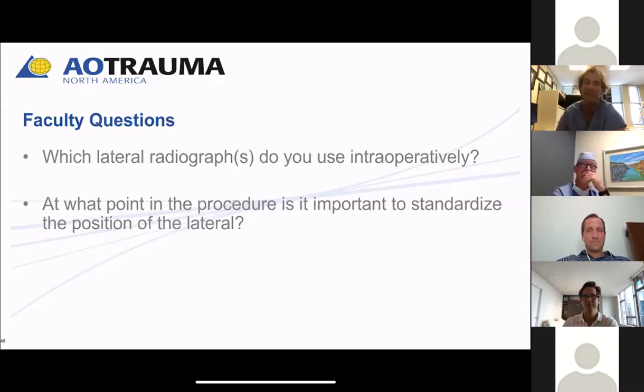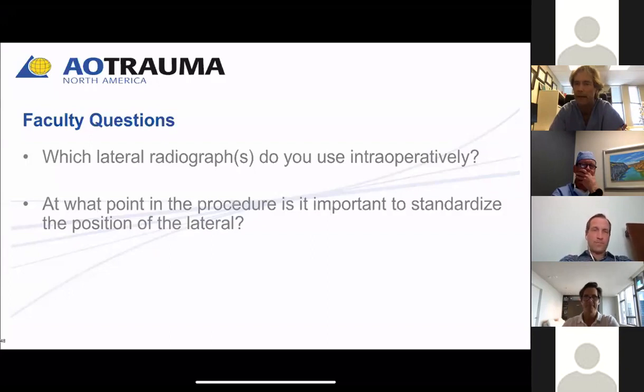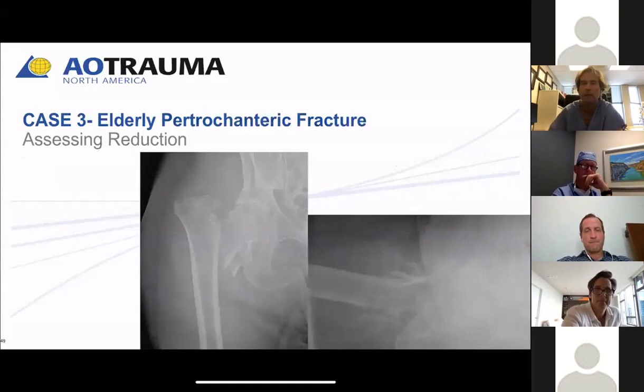Yeah, it's interesting, right? So I will say, at what point in the procedure is it important to standardize placement of the lateral? For me, at least, starting point and entrance angle. So I have to have that collinear view, just like Tom described, when I'm trying to define the starting point on the lateral. Otherwise, I don't know where I am with respect to the neck. And so are you guys all using that for the starting point on the lateral? Yes. Yeah. Okay.